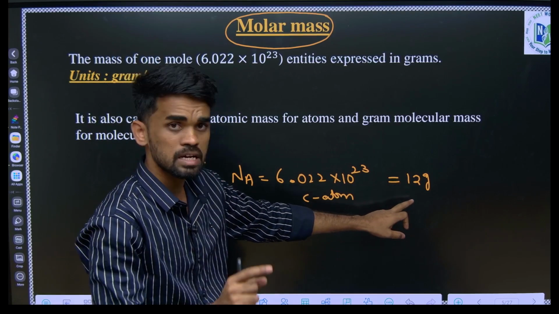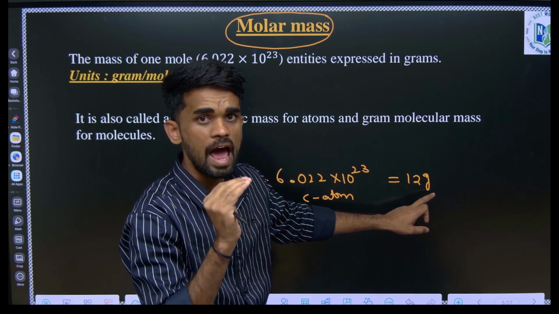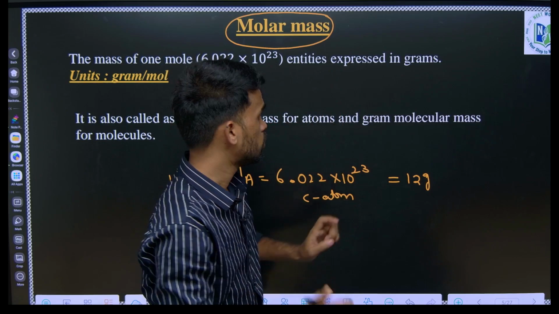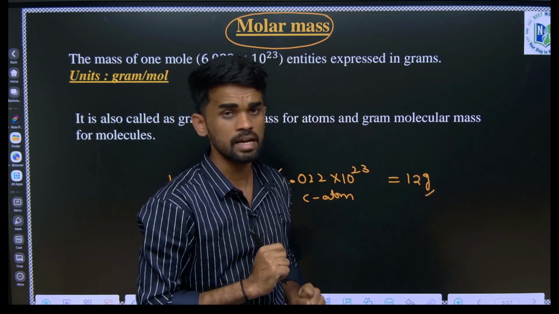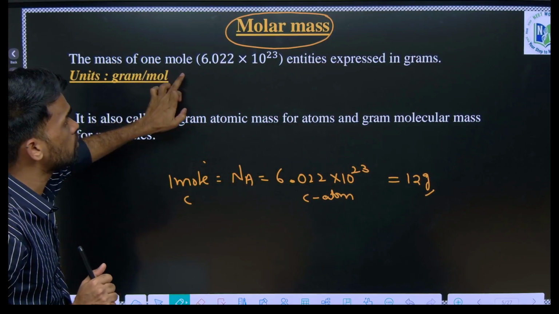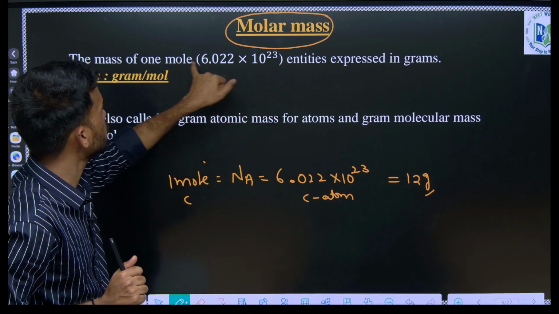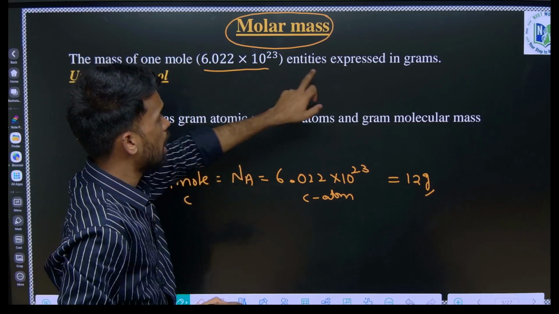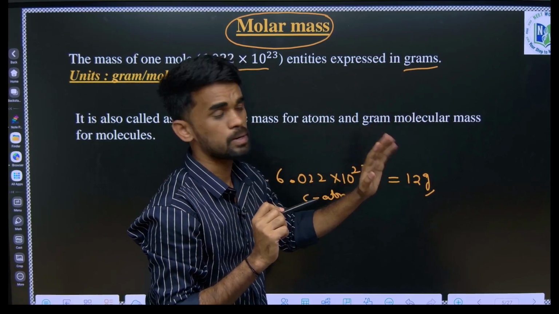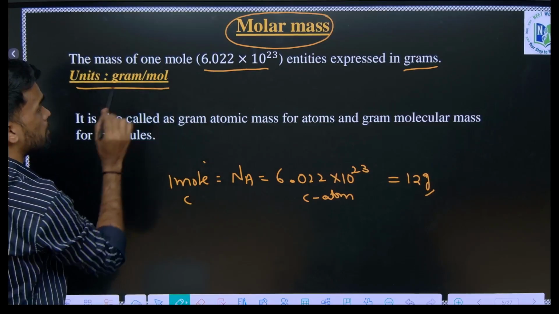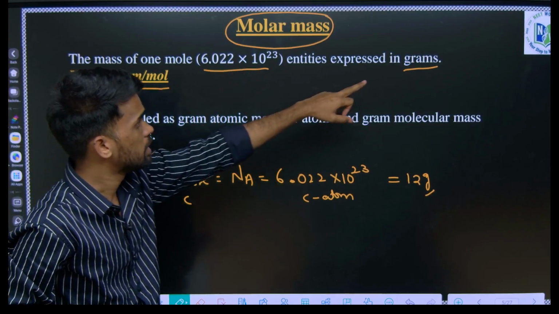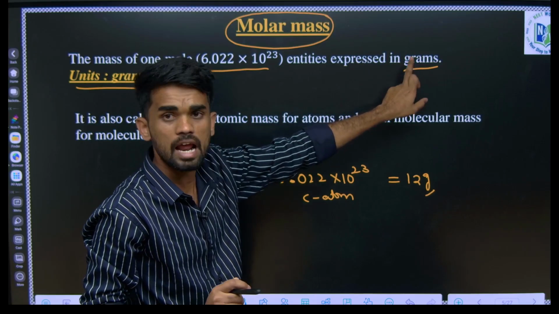It means the mass of 1 mole of particles, atoms or molecules or anything, will be considered as its molar mass. So the unit we are using is grams, right? You can read this definition: the mass of 1 mole of entities. In 1 mole we know this many particles are present, and the mass is expressed in grams. So what is the unit for molar mass? Gram per mole. The units used to express molar mass are gram per mole, right?